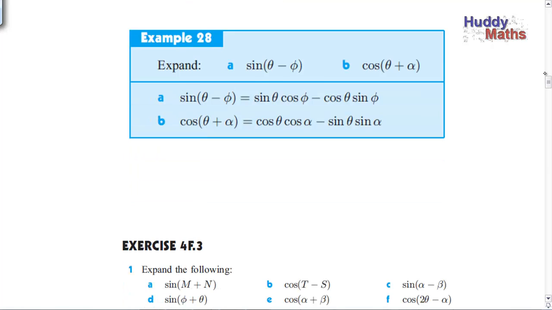Okay, so let's expand this. Sine of two angles added, theta and phi. So it's sine cos, cos sine. Got it? And if it's minus there, it's minus here. So it's sine of the first, cos of the second, minus cos of the first, sine of the second. Got it? Okay, let's look at this one. It's a cos. So cos, sine, sine. Got it? And the plus becomes a minus here. Cos of the first, cos of the second, minus sine of the first, sine of the second.